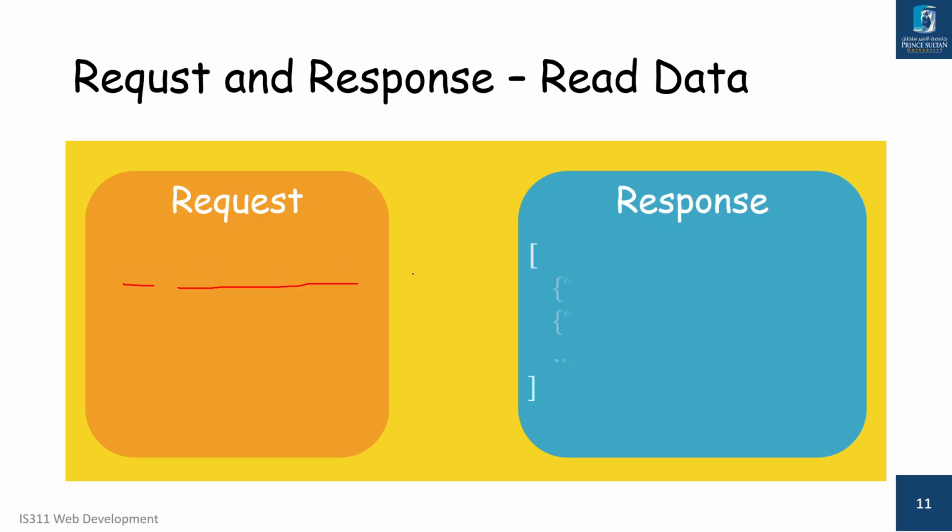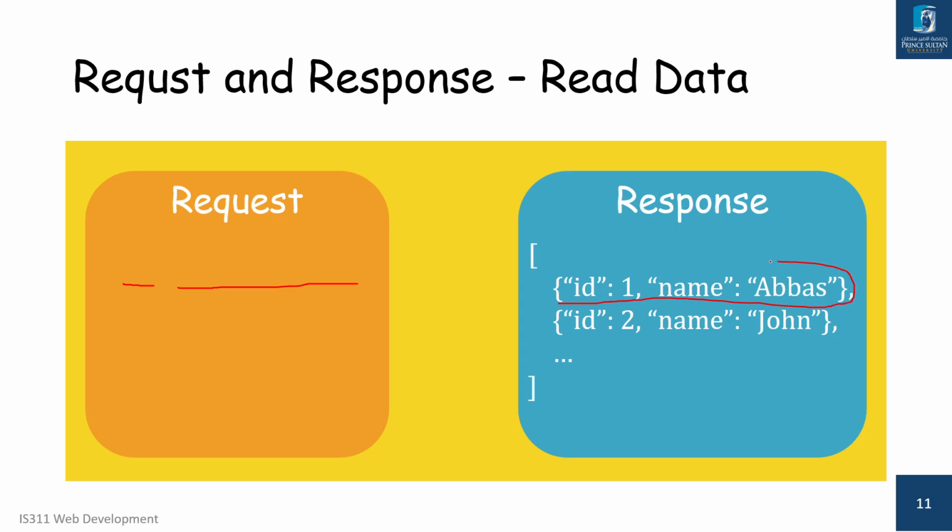What happens here is that the server receives that request with the specific type and URL, and then it processes the request. For example, it needs to read the information from a specific database table, which contains information such as the student's ID and name, and then it sends me back an array containing all the data. So the response is filled with that, and it is sent back to the client.